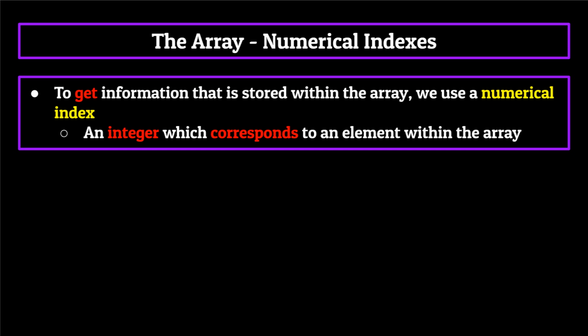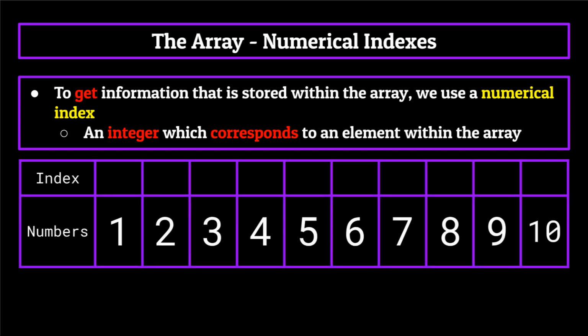Now, the most important thing to know about indexes is that for a certain array, they begin at 0 instead of 1. So if we have an array of 10 elements, the first index would actually be index 0. The second would be index 1, and so on, all the way up to the 9th index. It's a little bit weird at first, but trust me, you get used to it.